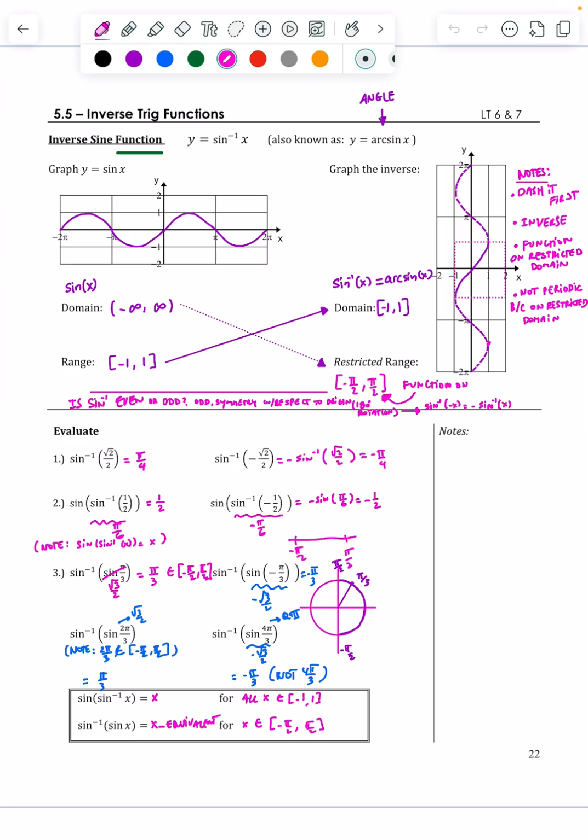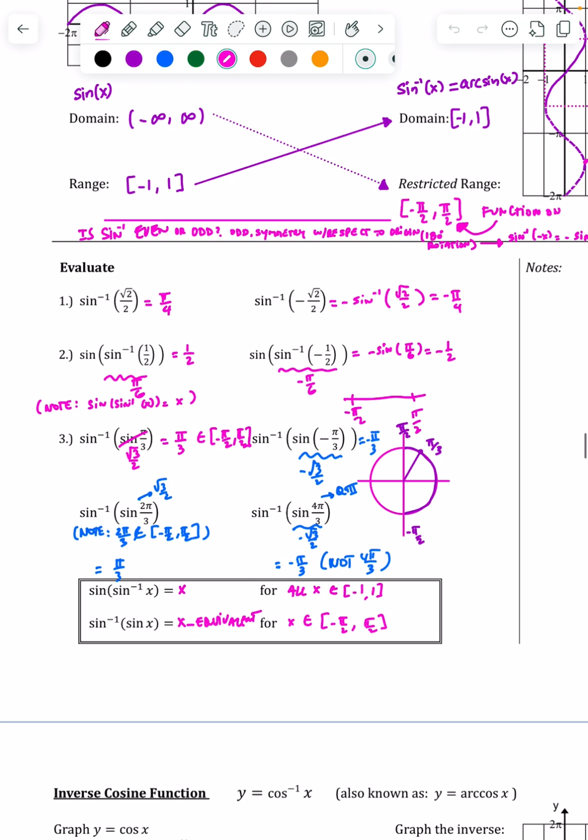And then we realized that inverse sine is odd, because inverse sine of -x is negative inverse sine of x. And then we evaluated some of these values, which are here. You can see numbers 1 through 3. And finally we concluded that sine of inverse sine of x is x for all x between -1 and 1 inclusive, and inverse sine of sine of x is x because of the restricted range, for all x between -pi over 2 and pi over 2 inclusive.